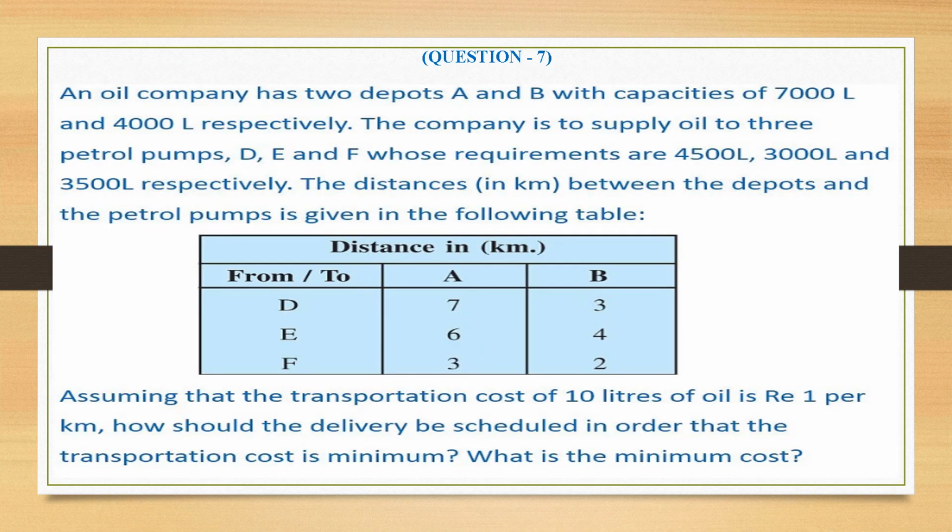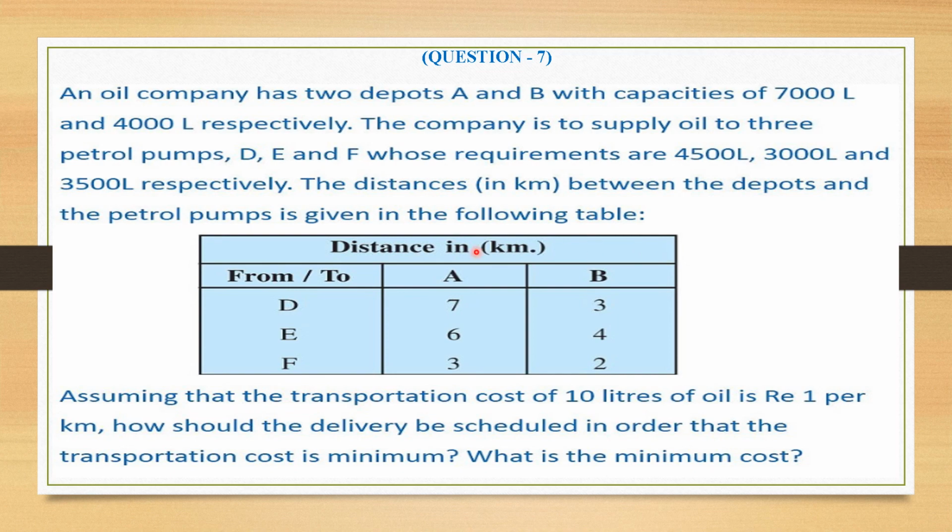Clear? Question number 7. An oil company has two depots A and B with capacities of 7,000 litres and 4,000 litres respectively. The company is to supply oil to 3 petrol pumps D, E, F whose requirements are 4,500 litres, 3,000 litres and 3,500 litres respectively. The distance in kilometres between the depots and the petrol pumps is given as in the table.